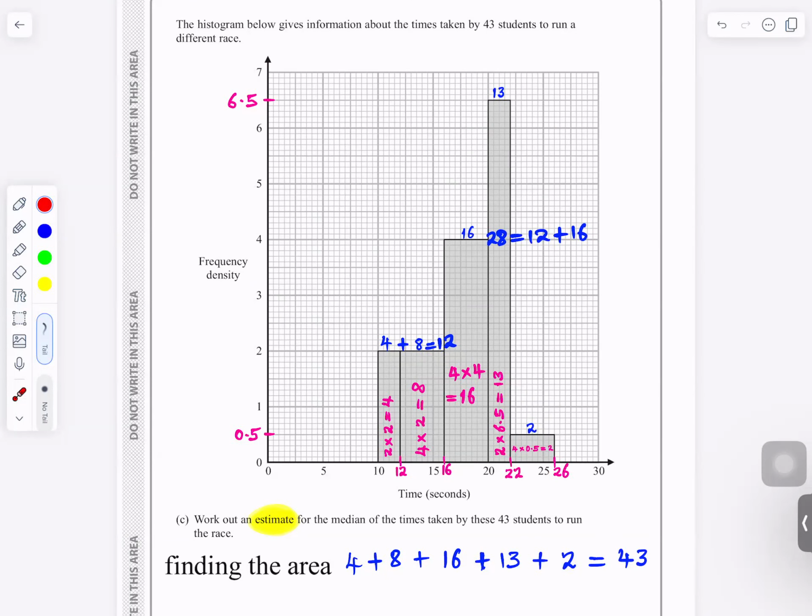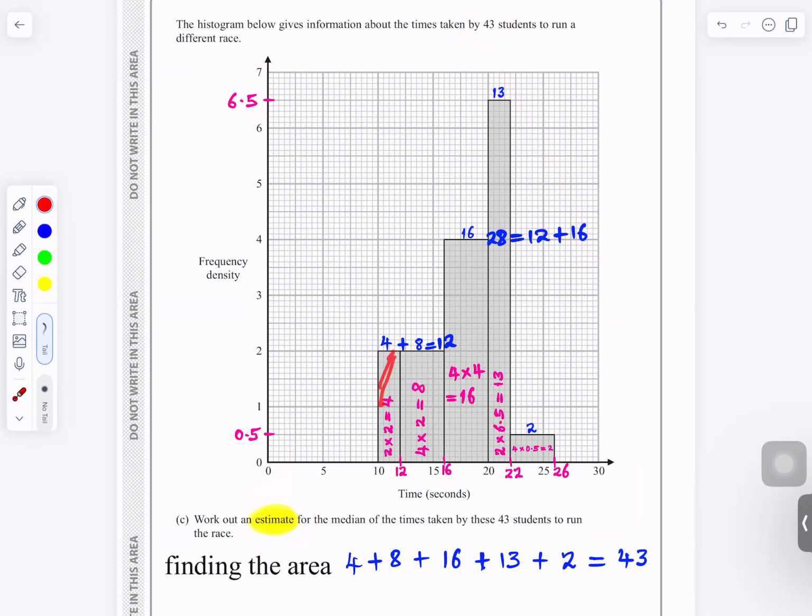For part B, the histogram below gives information about the times taken by 43 students to run a different race. Work out an estimate. Remember the word there is estimate. Estimate for the median of the times taken by these 43 students to run the race. We want to find the total area. That gives us the total number of students. Although it tells us there is 43, you can still do the working out to show and to make sure.